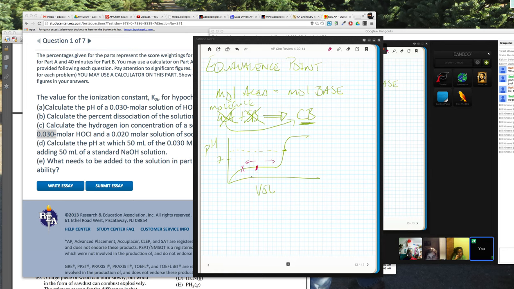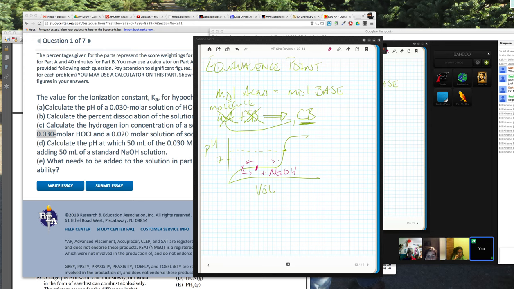So you need to add enough NaOH that it converts the HOCl to NaOCl. So like you said, you're going to have to add a little bit of NaOH. I don't know if that question is actually asking you for the amount of NaOH that needs to be added, because here's the funny thing. That question hints at the very thing that AP has excluded, which is how much base needs to be added to a buffer to change the pH.